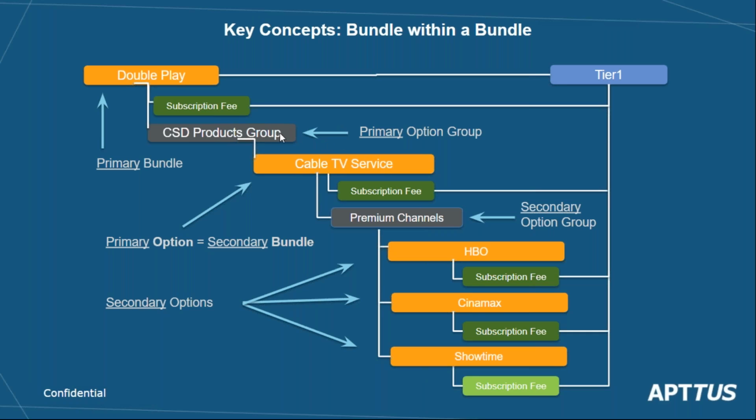All right. The only thing we need to do whenever we are setting up a bundle within a bundle configuration is to choose a primary option group. This will be a category, CSD products group, and then we will have another category of premium channels. We just have to relate them with each other by going to the hierarchy manager and going to the bundles, Manage Bundle Options under the product console. Once you do all of that, you will be able to set up this structure, and bundle within a bundle will be possible.